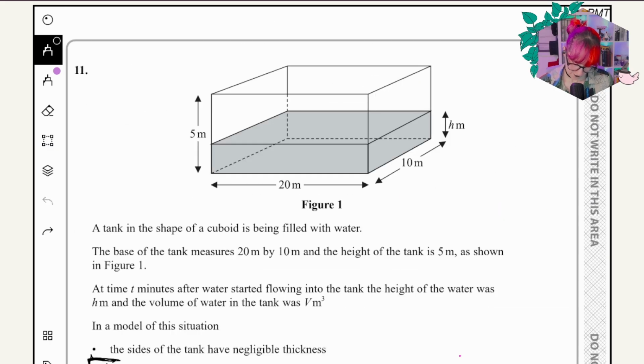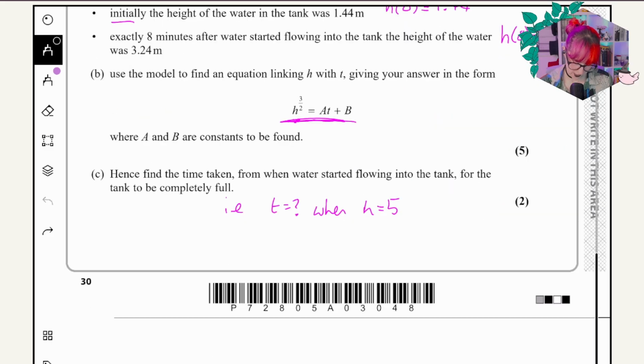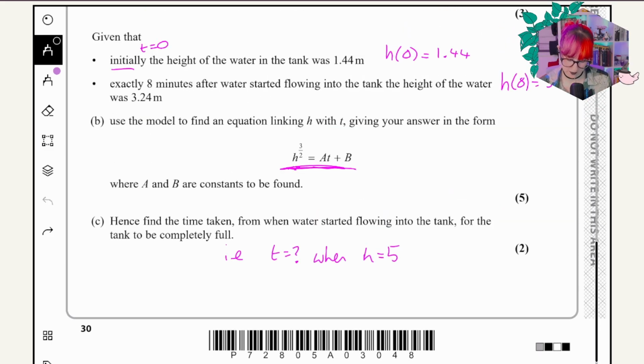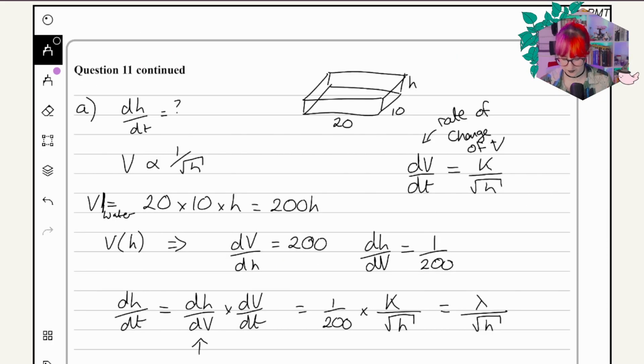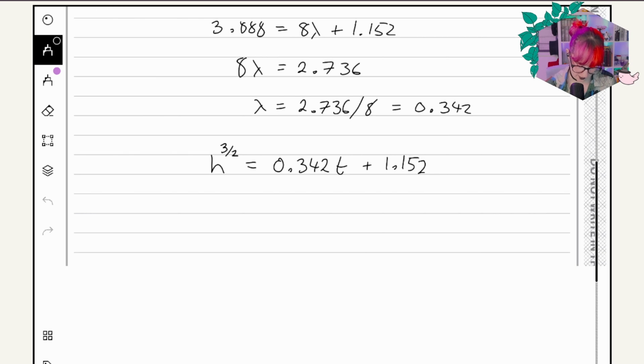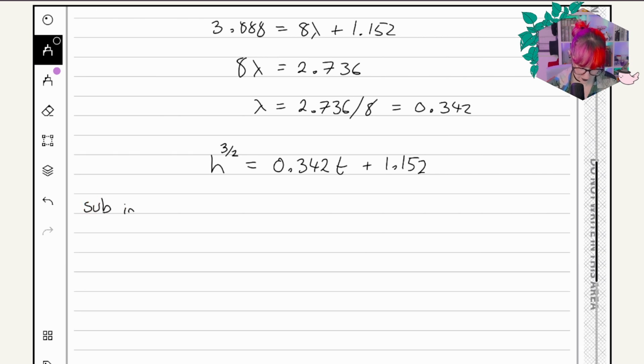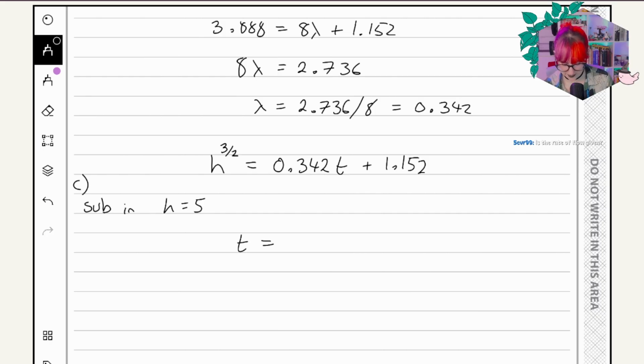Okay. And then the final part of that question that I've already forgotten is: hence find the time taken for the tank to be completely full. So the tank is completely full when on that diagram it was all the way up to 5. So what we're looking for is part C, sub in h equals 5. And that gets us 5 to the power of 3 over 2, which is going to be something gross. I'm going to write it out in full for the minute. So 5 to the 3 over 2 minus 1.152 all over 0.342. So I've just rearranged that equation. I'm just going to plug that entire thing into my calculator.